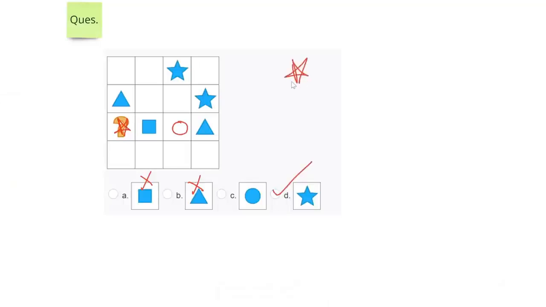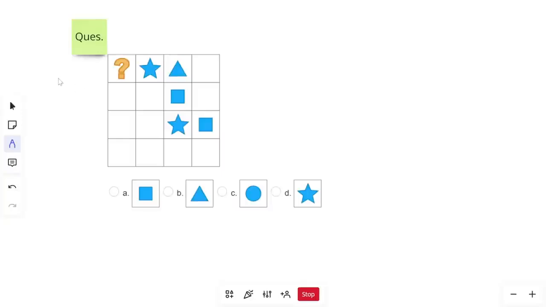Let's move on to the next one. Let's look at this question. We have the question mark here and we have to find which symbol will come in the place of question mark. See, first of all, star and triangle cannot come because star and triangle are already in the first row, right? So we will eliminate both of them. Now we are only left with square and circle. So see, square can come, but if you see the other position in the same row, square cannot come here because square is already there in this last column.